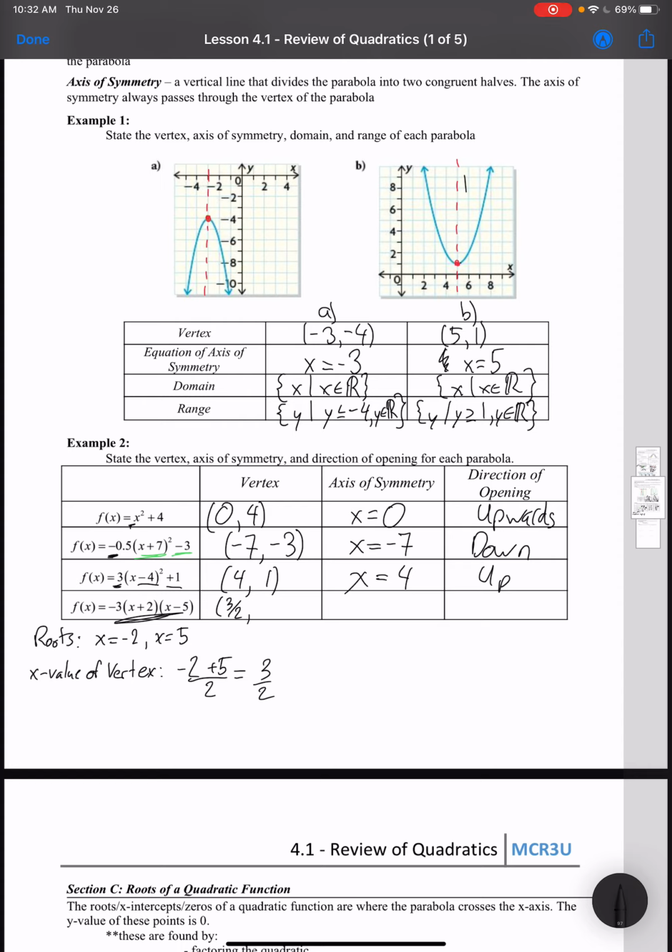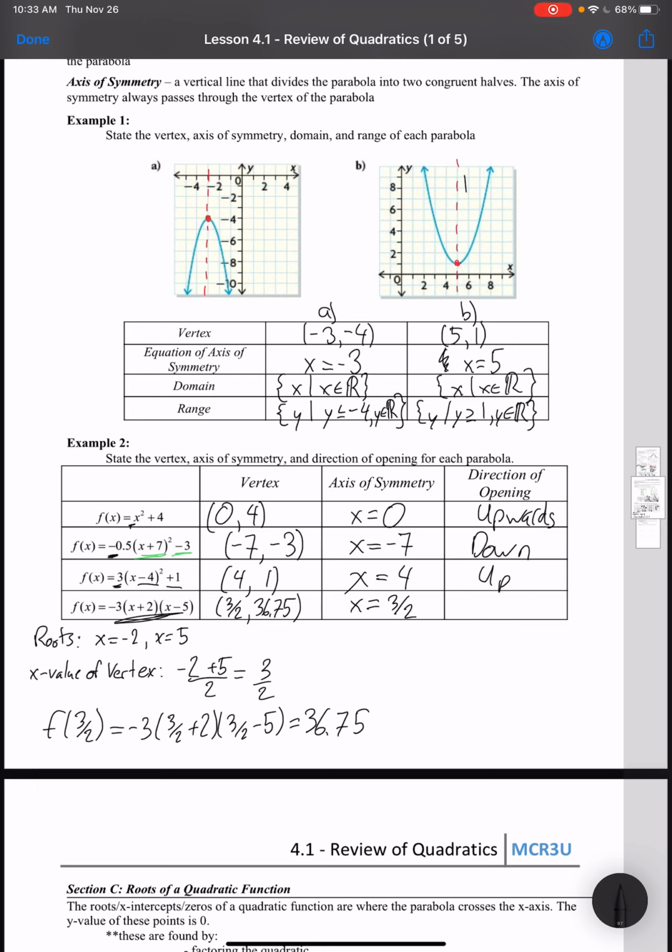And then the next part that you could do is, what's the y value at that point? To find the y value, you just simply substitute it in. So f of 3/2 is -3 times (3/2 plus 2) times (3/2 minus 5), which, if you calculate that out, what you should get is 36.75. So we can just write that down there. So your axis of symmetry again is your x value, so 3/2.